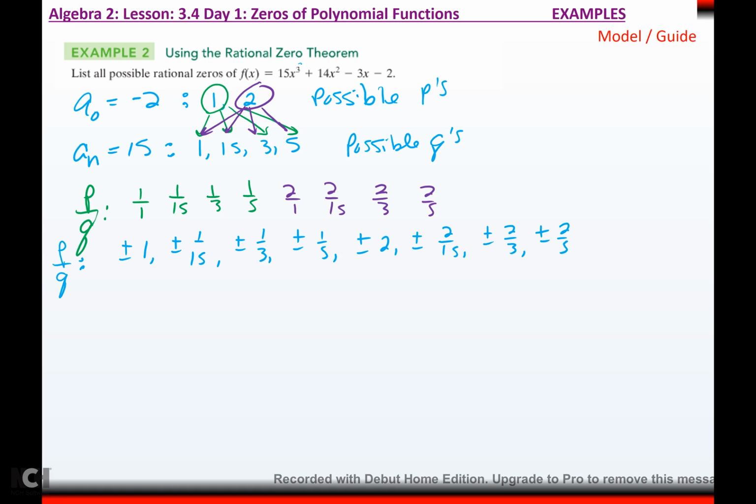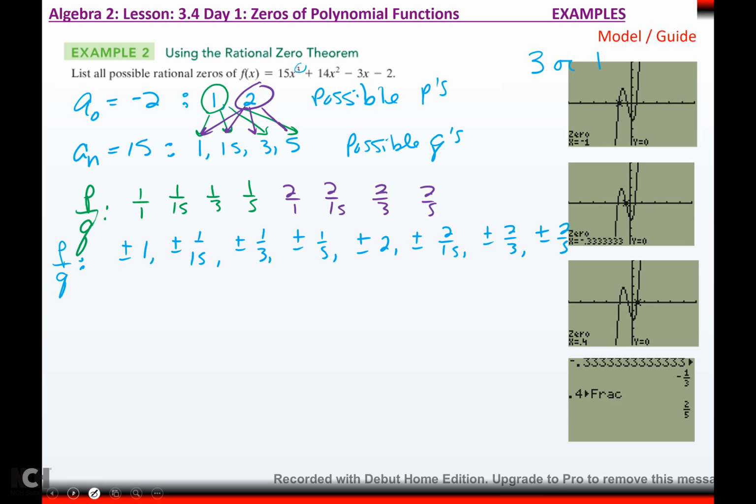Now this thing, again, could cross 3 times or 1 time. If it crosses 3 times and they're rational, it will be at one of these numbers. And again, we'll worry about actually finding them later, but for right now, I do want you to look. And if you look, there's my -1, which is in my list. So -1 is a zero.